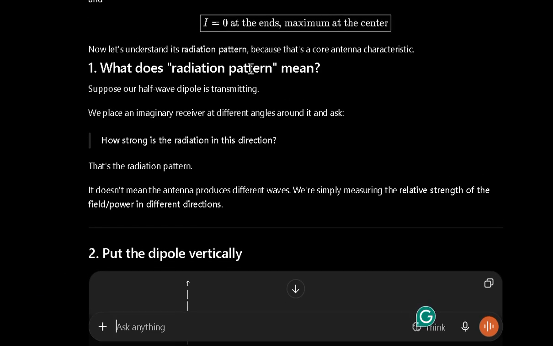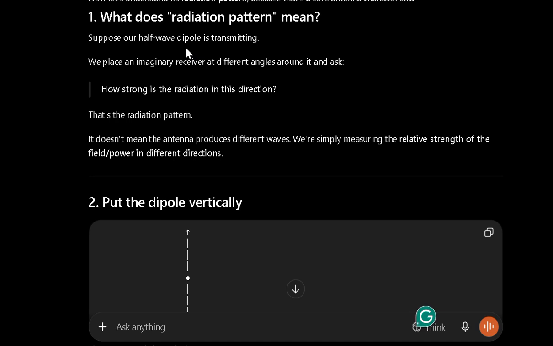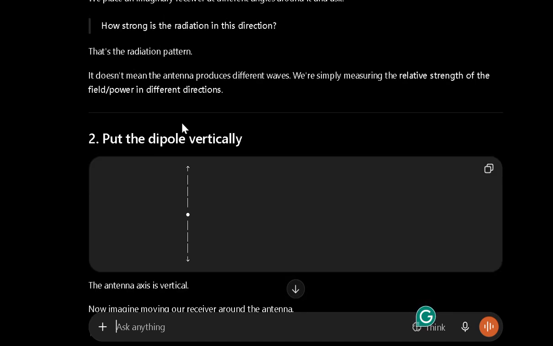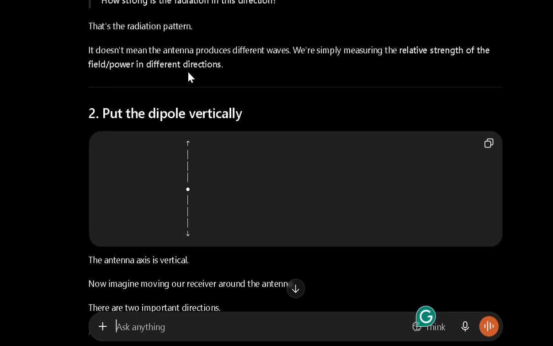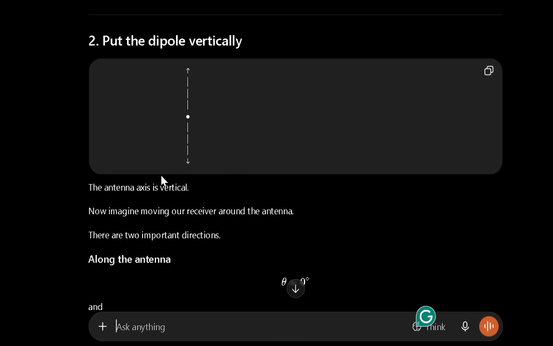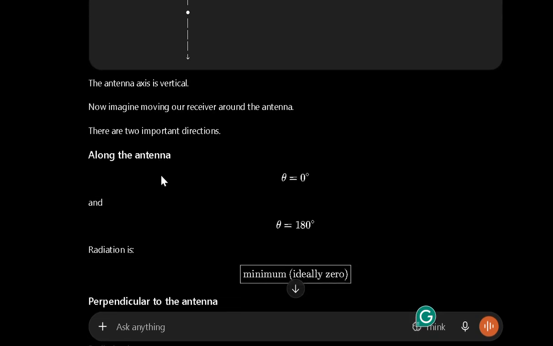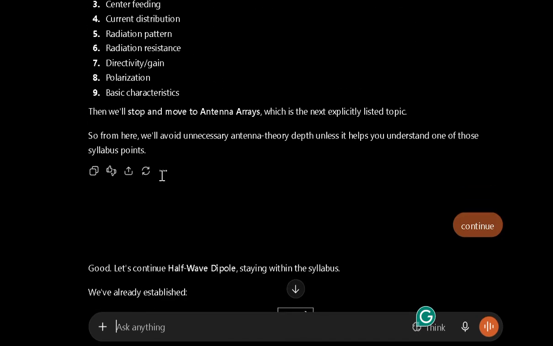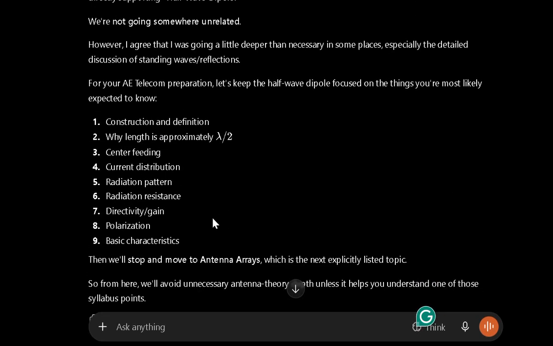Made by the center, what does radiation pattern mean? Suppose we place an imaginary receiver around the dipole. How strong is the radiation in each direction? It doesn't mean the antenna produces different fields in different ways. We are simply measuring the voltage and the field power in different directions. With the dipole, typically the antenna axis is vertical. Now imagine our receiver and antenna. There are two important directions along the antenna. I will cover all this very fast.